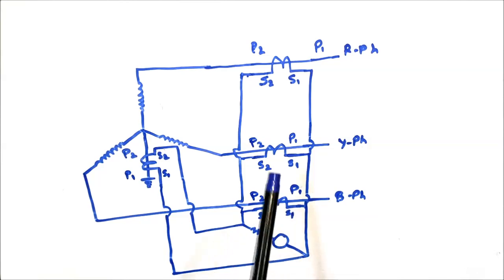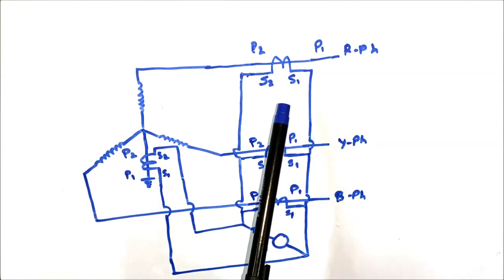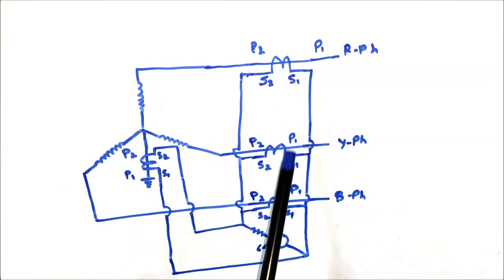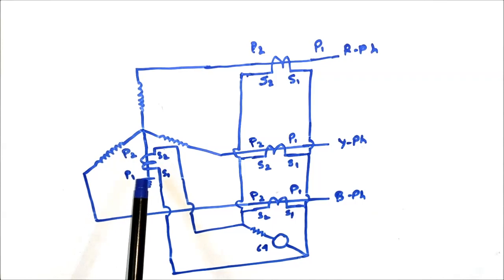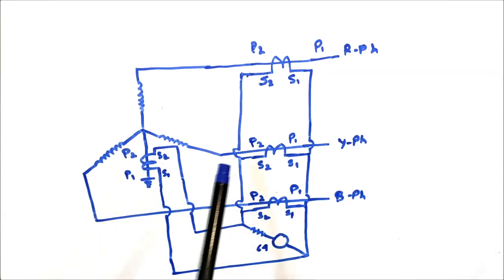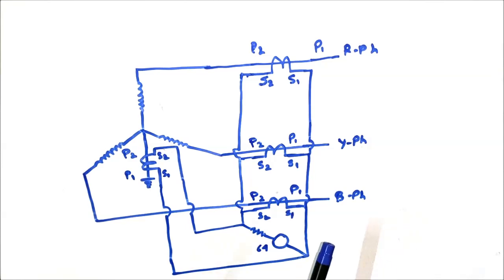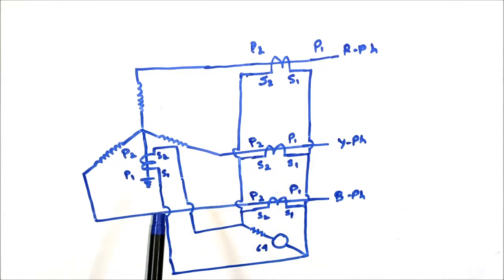Now why is it called REF relay or restricted earth fault relay? Because if a fault occurs within these CTs and the N CT, then only the relay will operate, otherwise the relay will not operate. This is why it is called restricted earth fault relay, that is the zone is restricted for this relay.